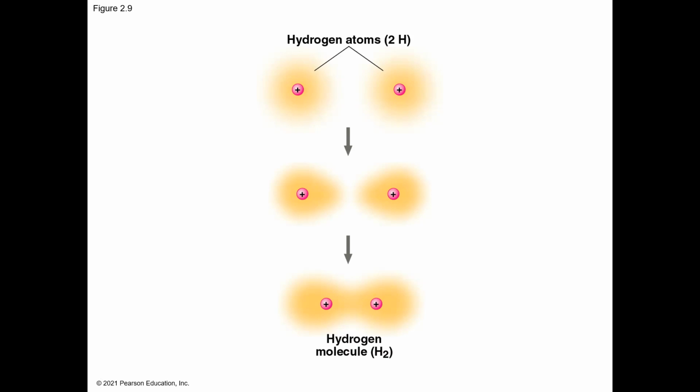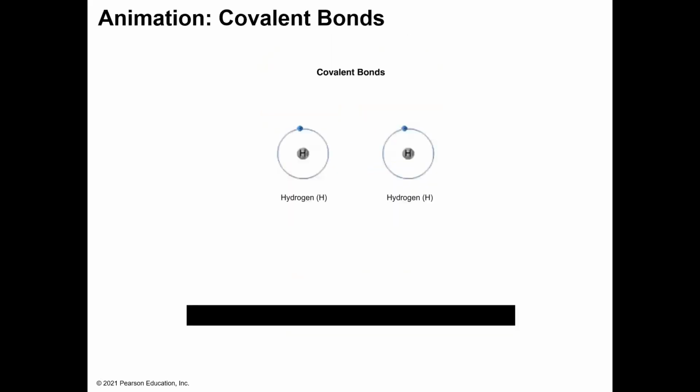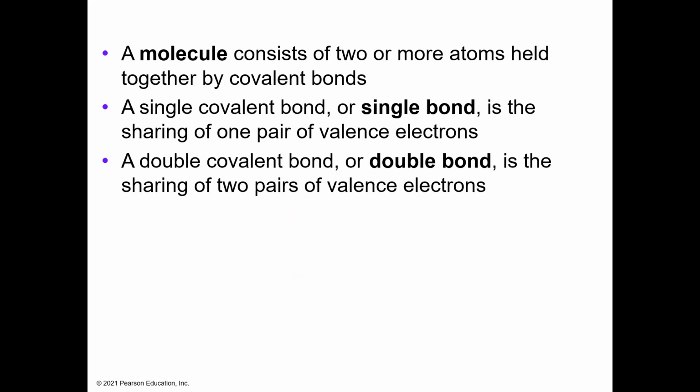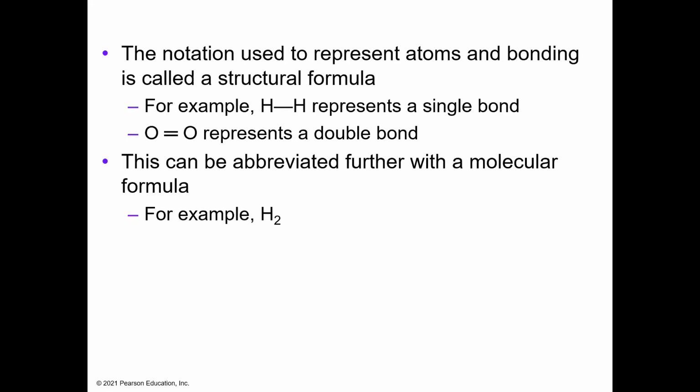So this is just showing you how two hydrogen atoms will bond together to form H2, the molecule. So a molecule consists of two or more atoms held together by a covalent bond. If it's a single covalent bond, it's called a single bond. If it's a double covalent bond, it's called a double bond. And you can actually have triple or quadruple bonding. There can be four bonds between atoms.